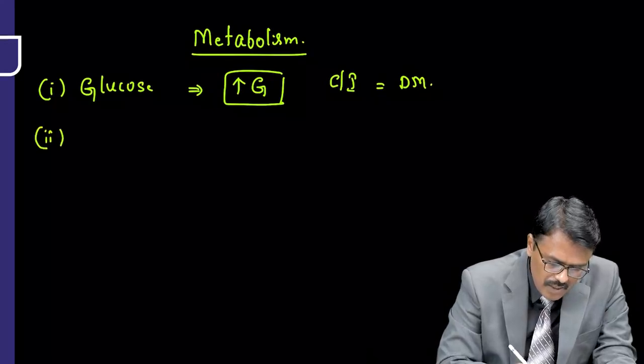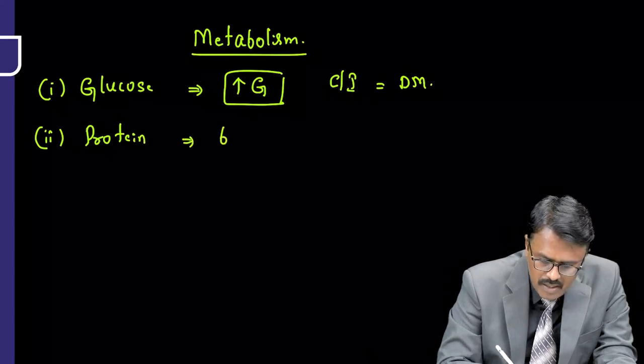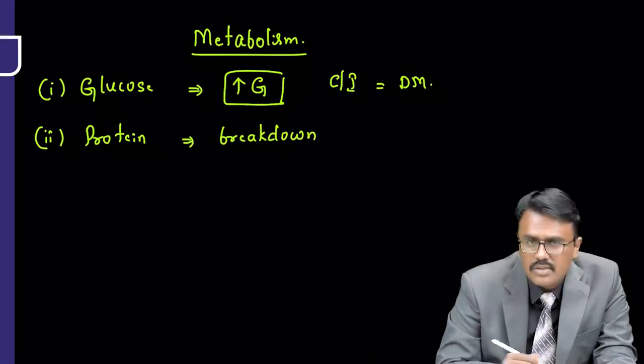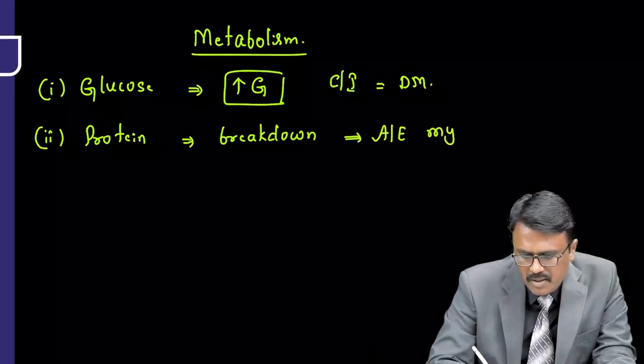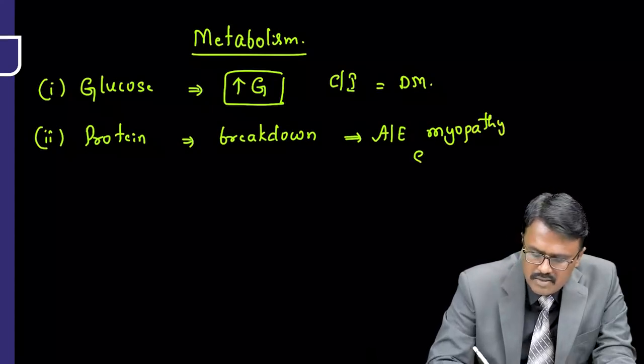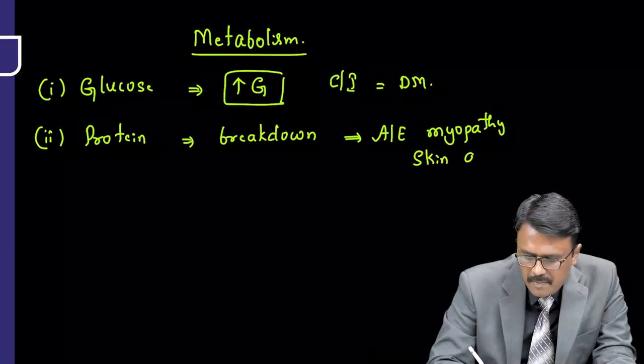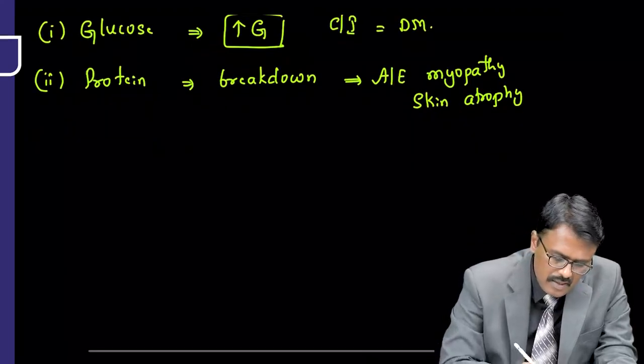Second, protein. They can cause breakdown of protein, that is negative nitrogen balance, and because of that, the patient will have the adverse effect of myopathy. The patient will have myopathy as well as skin atrophy.